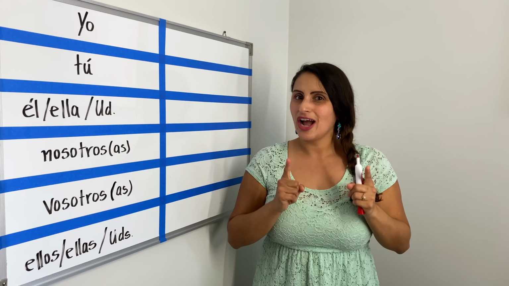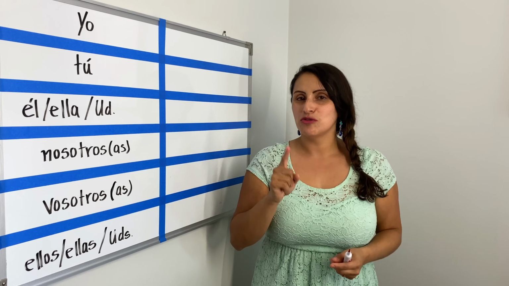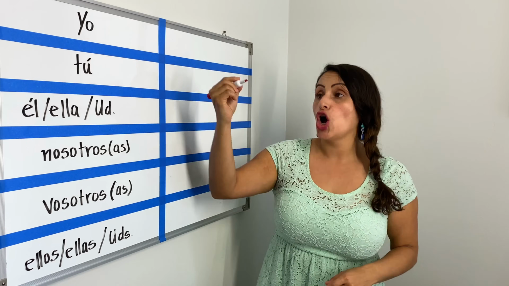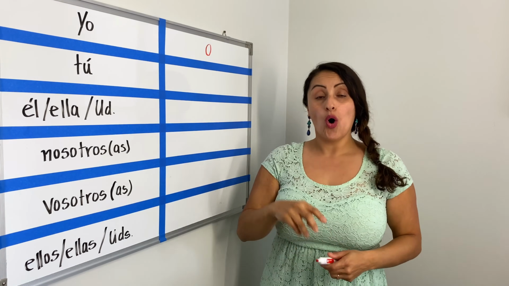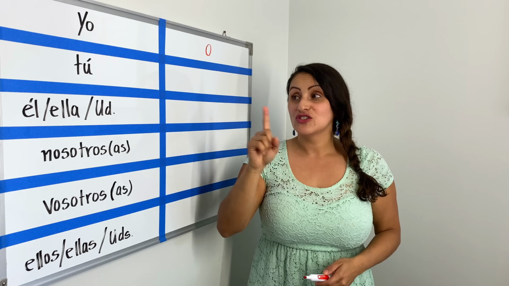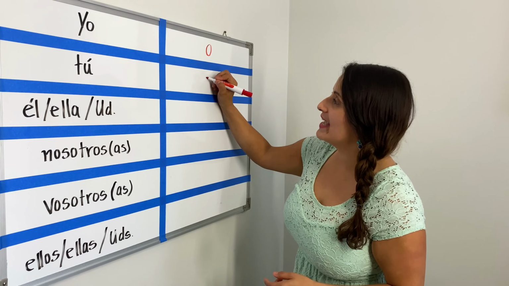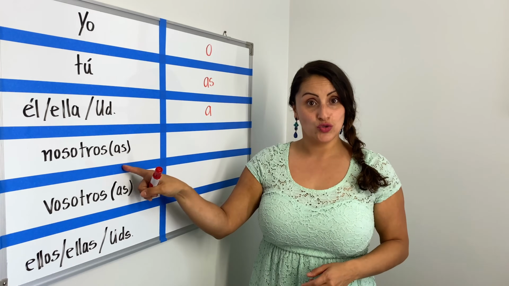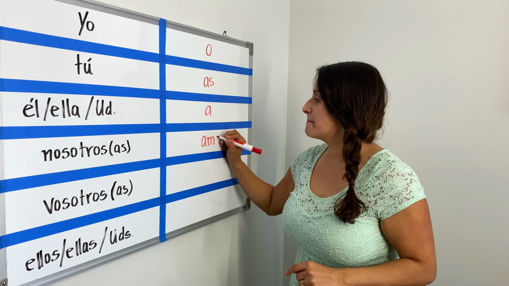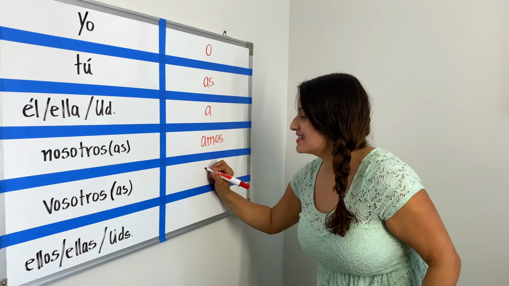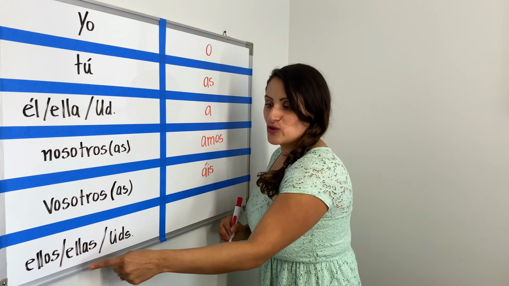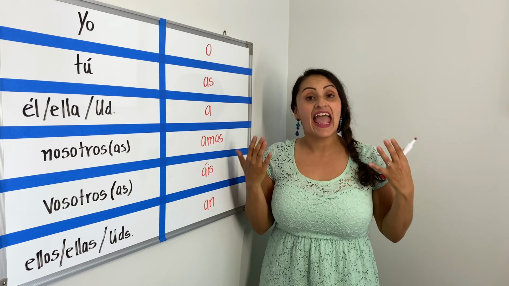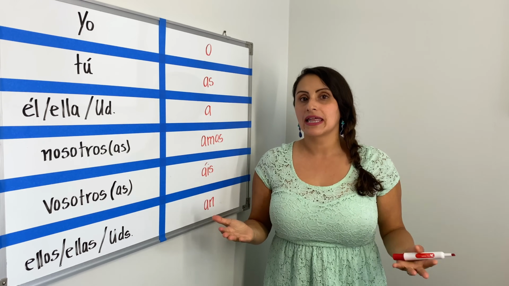Let's do it! Remember our example about the verb estudiar? And remember how we got rid of the AR and we added an O? That is because the ending for yo is an O. So, estudio means I study. So let's look at the ending for tú. That would be as. El, ella, and usted is a. Nosotros and nosotras amos. Vosotros and vosotras ais. And ellos, ellas, and ustedes would be an. So this right here are the endings that we've been talking about to replace AR.